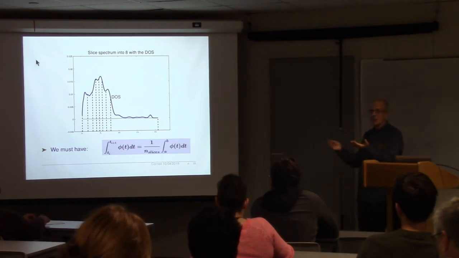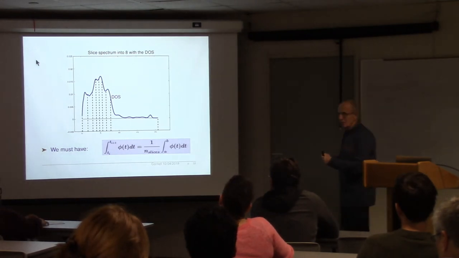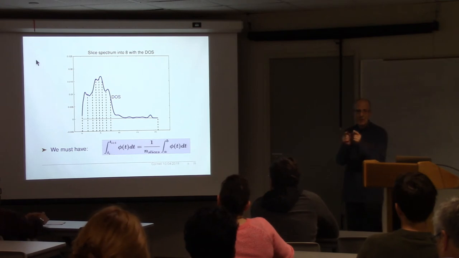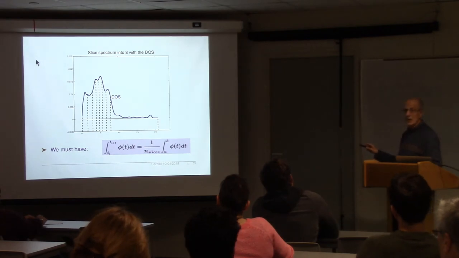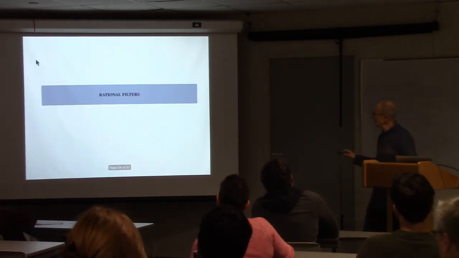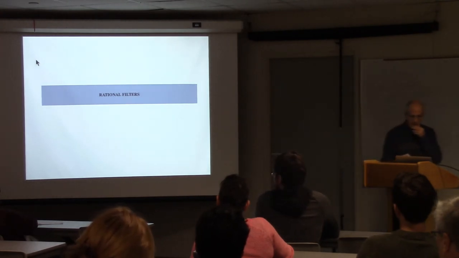The function is available either as an explicit expansion in Chebyshev polynomials or essentially with the Lanczos that you can then discretize. It's very easy to implement this. It doesn't cost a lot of money. Getting the density of states also doesn't cost much. It's very, very cheap. Good. So now the next thing I'll talk about is rational filters.